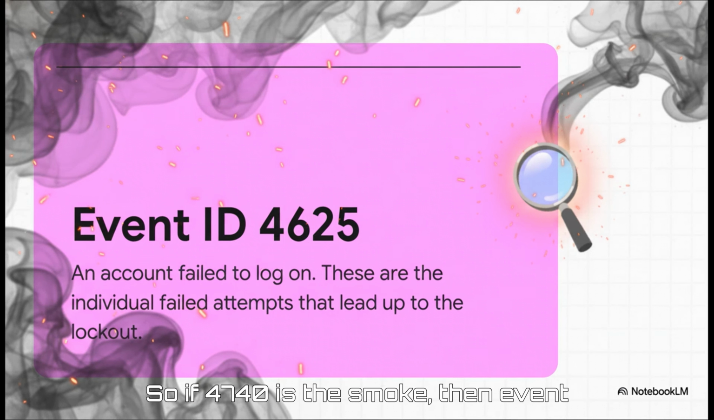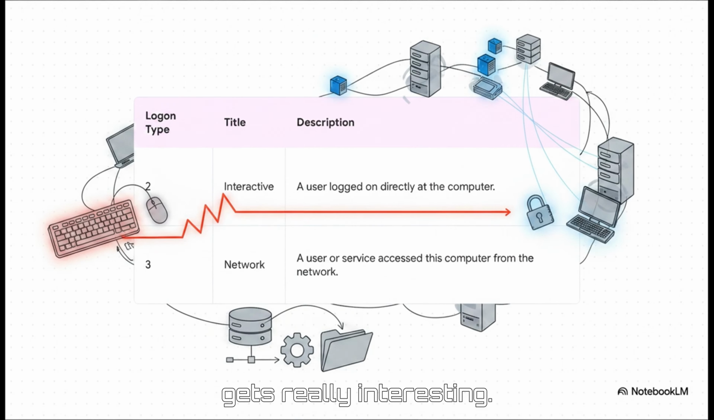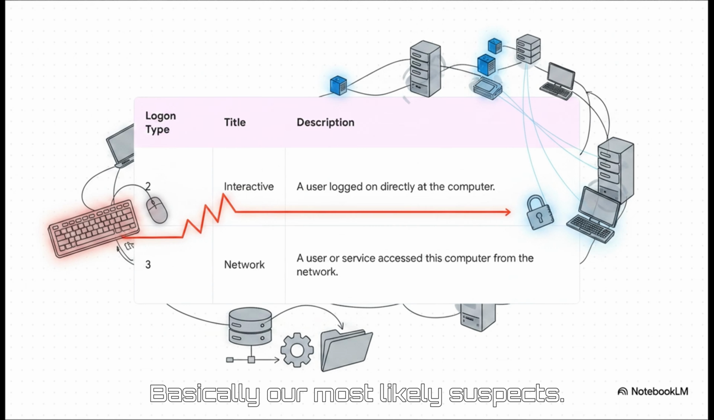So if 4740 is the smoke, then Event ID 4625s, well, those are the sparks. These log every single failed attempt. Looking at these gives us the whole story, the play-by-play of how the lockout happened, one failed try after another. Now here's where it gets really interesting. Inside each of those 4625 events, there's a field called Logon Type. Type 2, that means someone is literally at a keyboard typing the wrong password. But Type 3, that's a network logon. And that almost always points to some background process, a service, or a mapped drive. Basically, our most likely suspects.